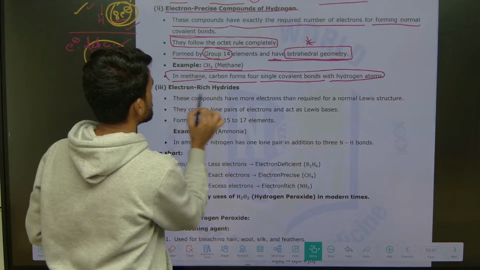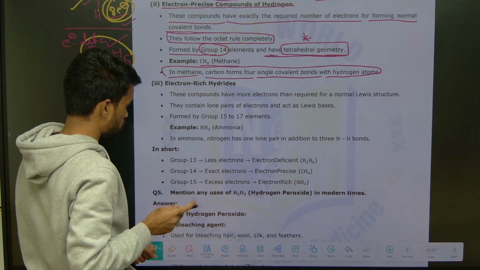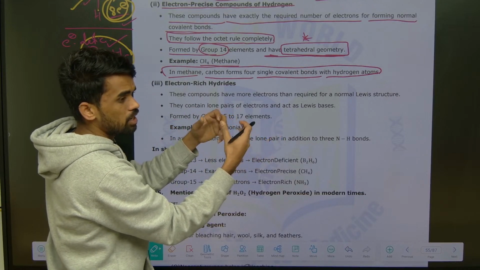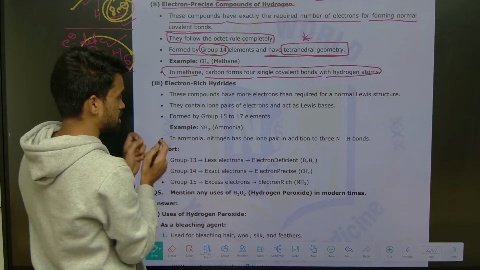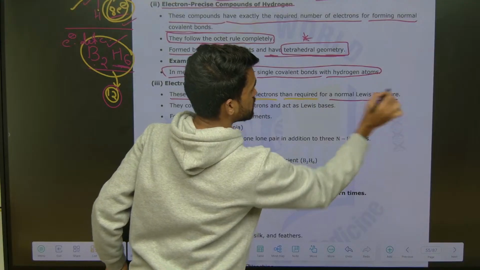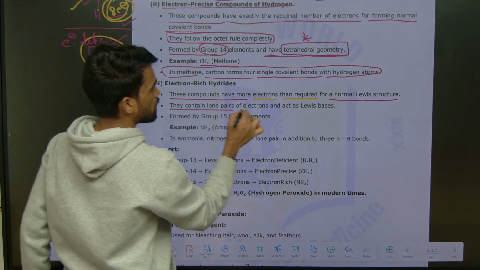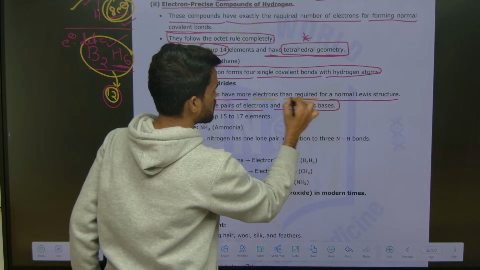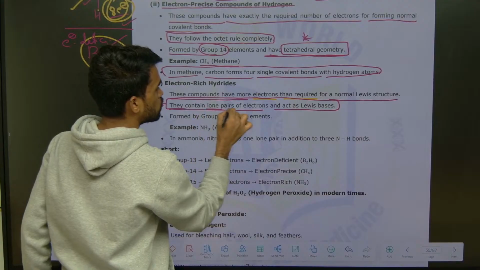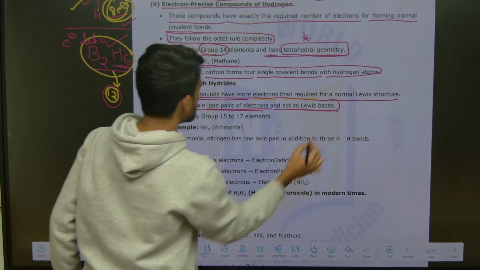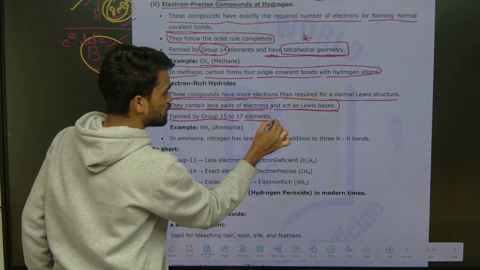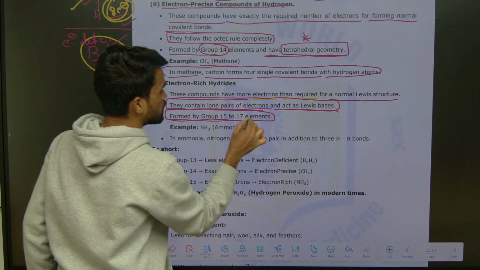Electron rich hydrides. These are also compounds of hydrogen with some other element which has a little more extra electrons. These compounds have more electrons than required for a normal Lewis structure. So they contain lone pairs of electrons and act as Lewis bases. These compounds are formed by group 15, group 16, group 17 elements.